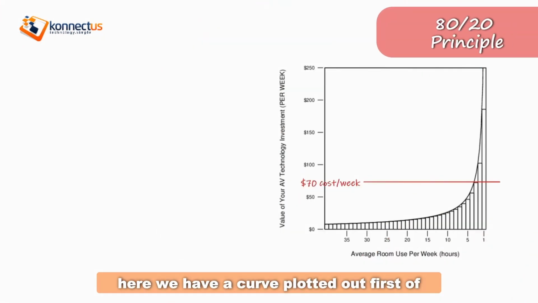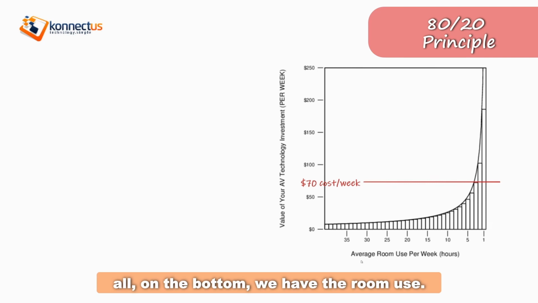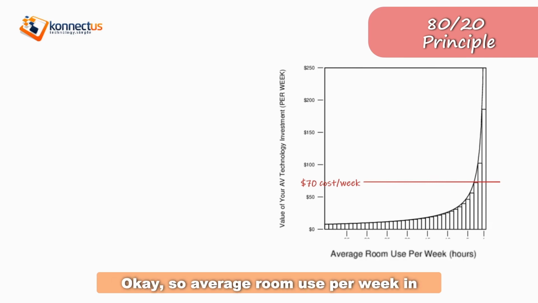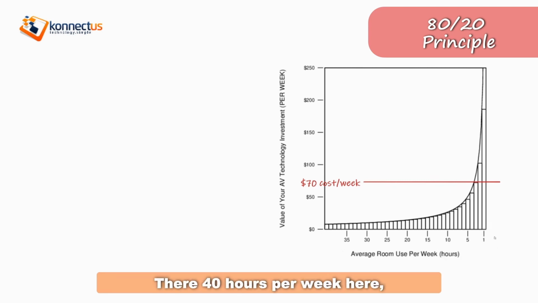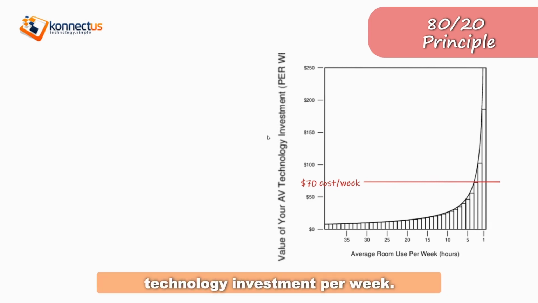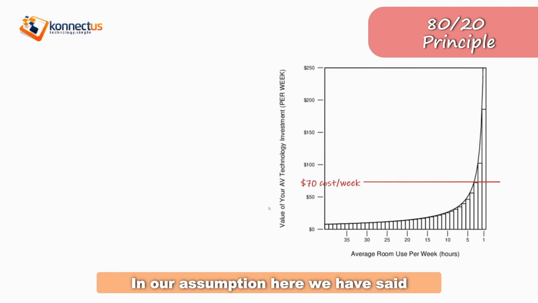So here we have a curve plotted out. First of all, on the bottom, we have the room use. So average room use per week in hours, and we've got a total of 40 hours per week. Here on the left-hand side, on this axis, we've got the total value of the technology investment per week. In our assumption here, we have said $1,000 is the net gain. So what we're saying here is underneath all of this area, underneath the curve, adds up to $1,000 in total. The next thing we've done is we've plotted just across here a straight line, the $70 cost per week, which we've agreed in the assumption is the depreciated cost per week.